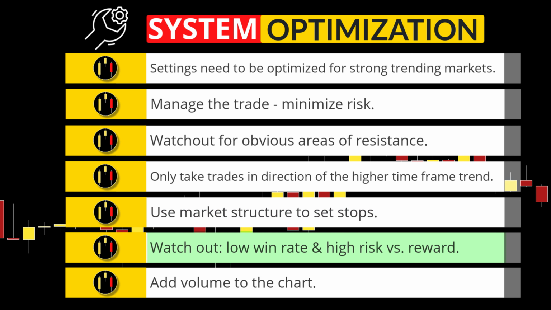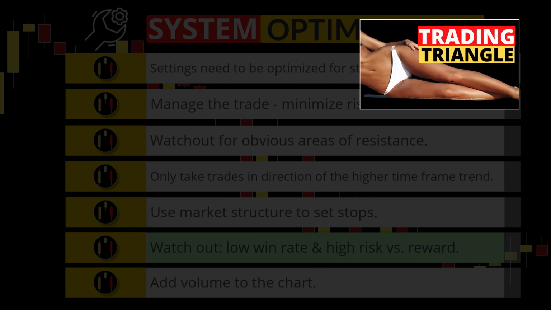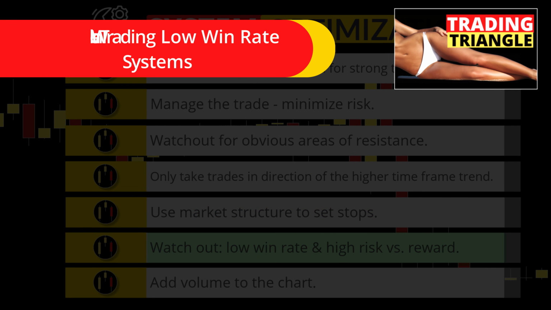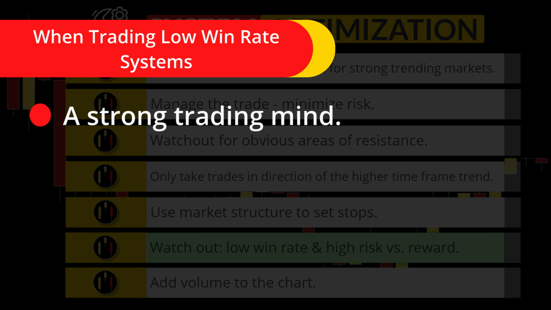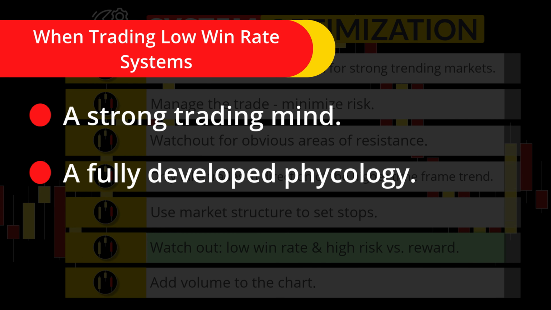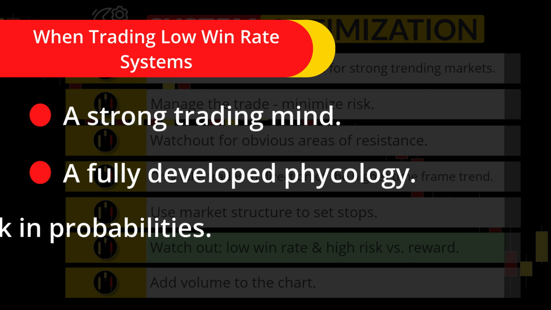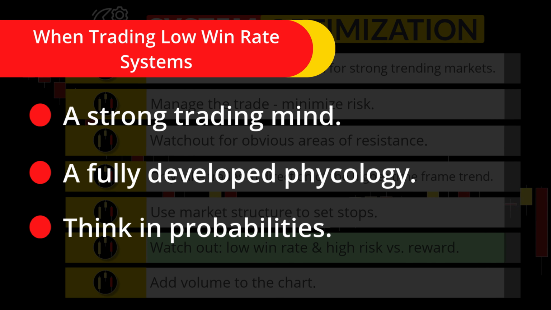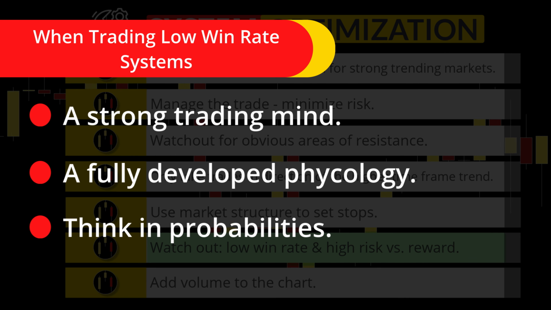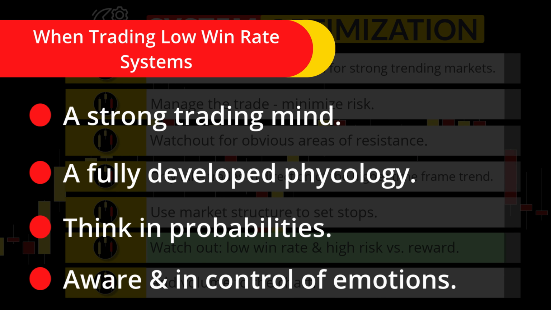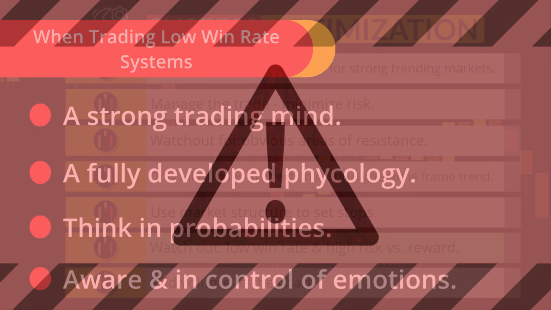Sixth, like I went over in this video, when trading a low win rate, high risk versus reward system, you must have a strong trading mind with a fully developed psychological outlook, thinking in probabilities. Because if your emotions take control, you will start to stray from your system, which will lead to catastrophe.